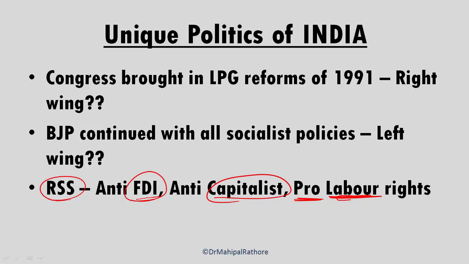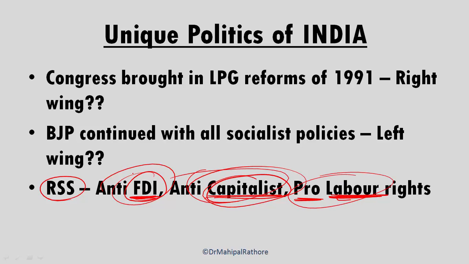The current NDA government has brought in a lot of FDI. They have loosened the restrictions. Also, many policies favoring capitalism, free market, and also labor reforms have been brought in. So the labor organization of RSS has been protesting against the Bharatiya Janata Party government's policies. So would you call them left-wing? All these are left-wing policies. Look at them: pro-labor, anti-capitalist, anti-FDI. These are the typical policies of left-wing. But will you call RSS left-wing? No. Because in other aspects, that is far right.